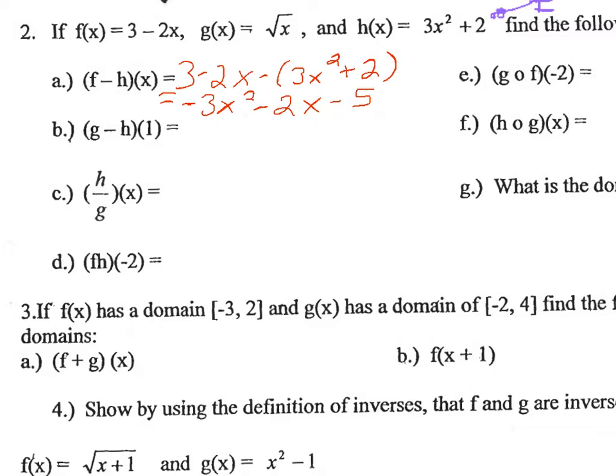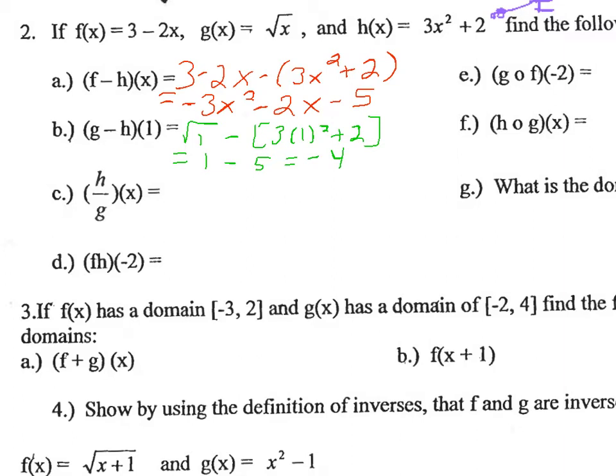For B, I want to find g of 1 minus h of 1. So first I can find g of 1, which would just be the square root of 1, and h of 1, which will be 3 times 1 squared plus 2. So I have 1 minus 5, which equals negative 4.